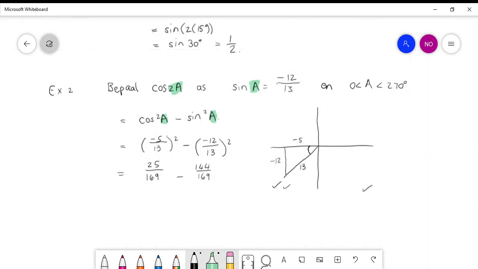Okay, en sien julle hulle noemers is klaar dieselfde, so ons kan net sê 25 minus 144, wat gelyk is aan 119, negatief 119.